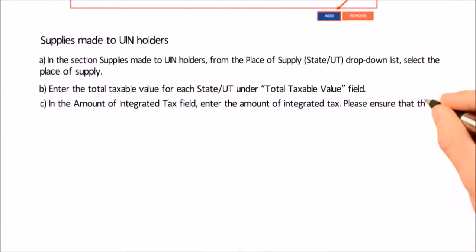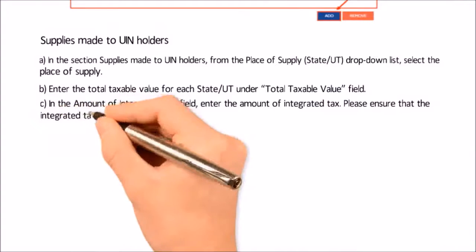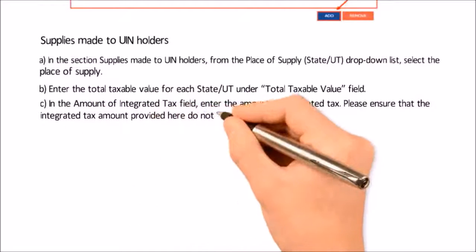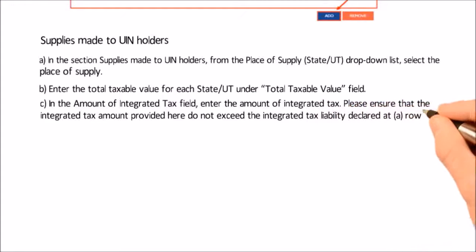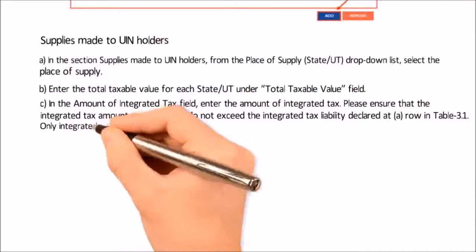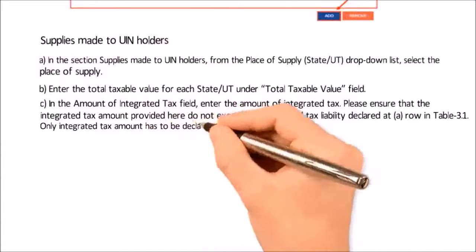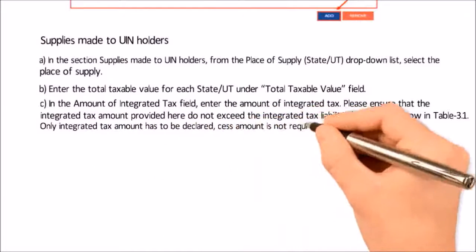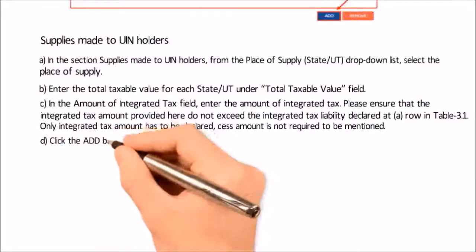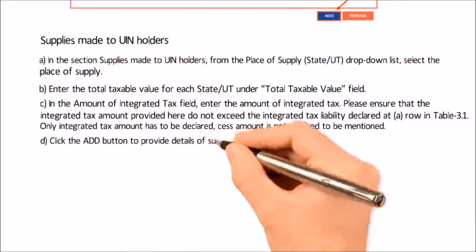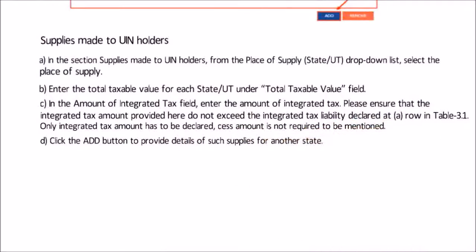Please ensure that the integrated tax amount provided here does not exceed the integrated tax liability declared at A. Row in Table 3.1. Only integrated tax amount has to be declared, cess amount is not required to be mentioned. D. Click the Add button to provide details of such supplies for another state.